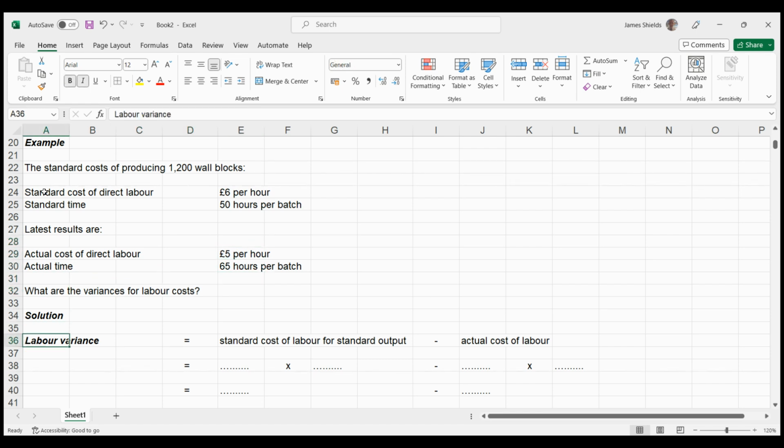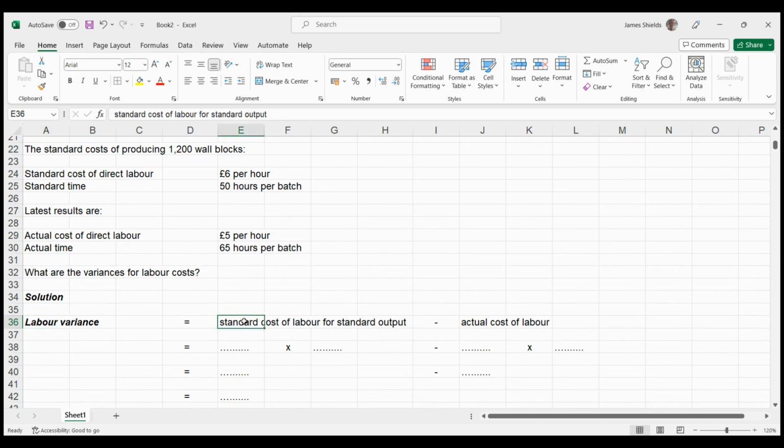So the labour variance overall is the standard cost of labour for the standard output. The standard cost is the £6, so I've got £6 times the standard output, which is 50 hours per batch. Then the actual cost of labour, again, is £5 per hour, for 65 hours per batch. So now we work this out.